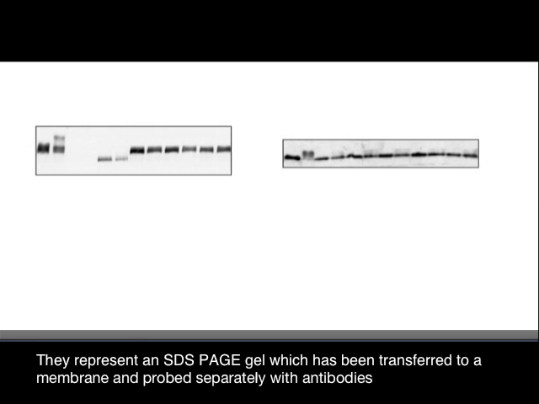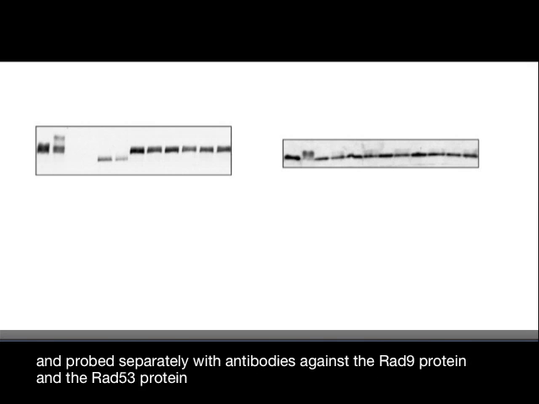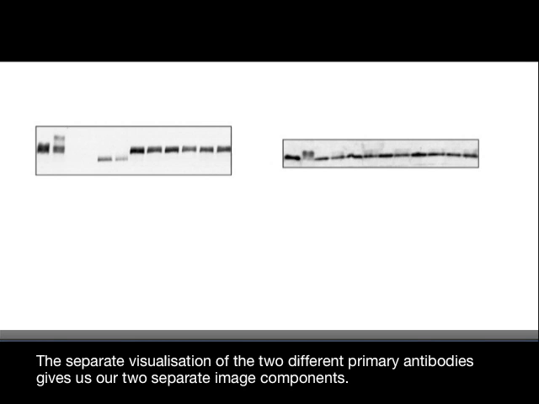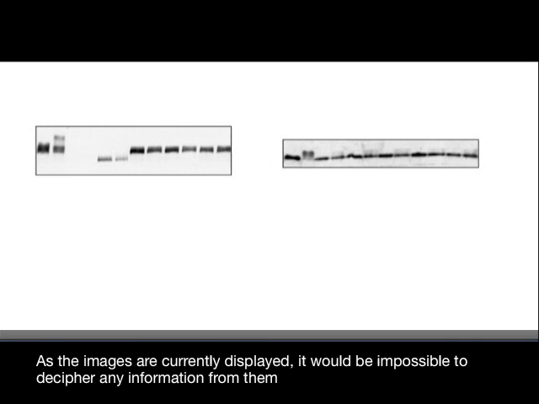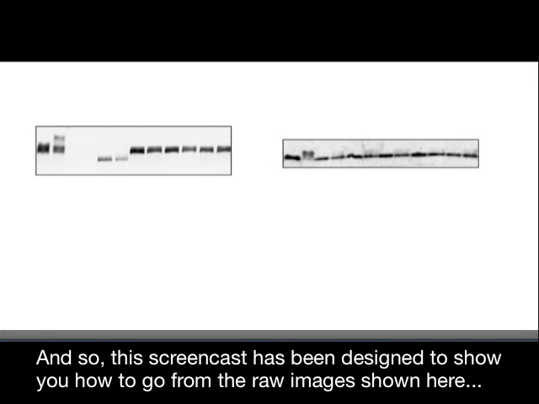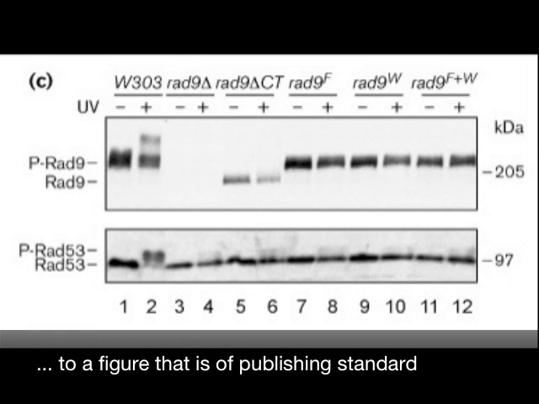They represent an SDS-PAGE gel which has been transferred to a membrane and probed separately with antibodies against the Rad9 protein and the Rad53 protein. The separate visualization of the two different primary antibodies gives us our two separate image components. However, as the images are currently displayed, it would be impossible to decipher any information from them. And so this screencast has been designed to show you how to go from the raw images shown here to a figure that is of publishing standard.